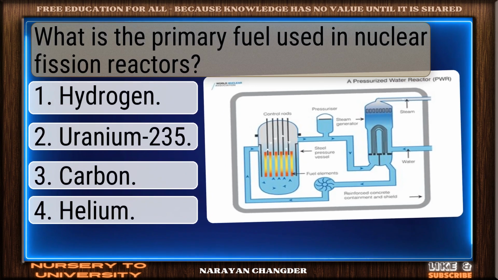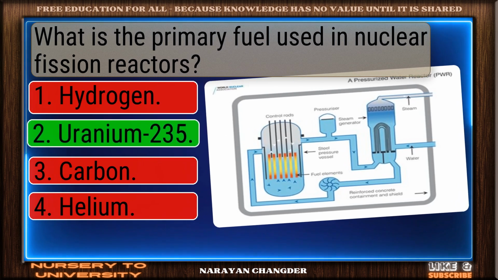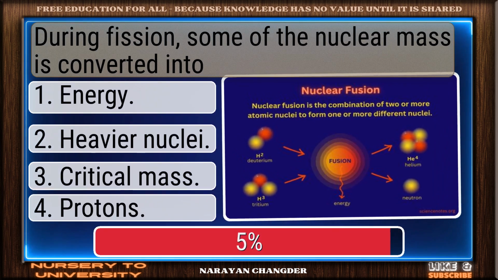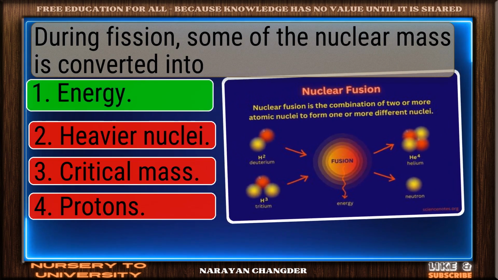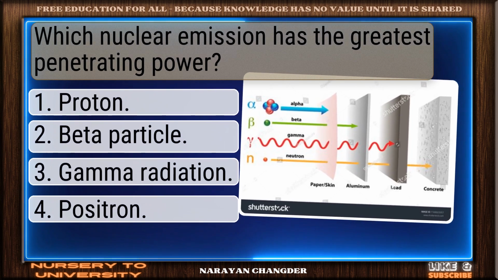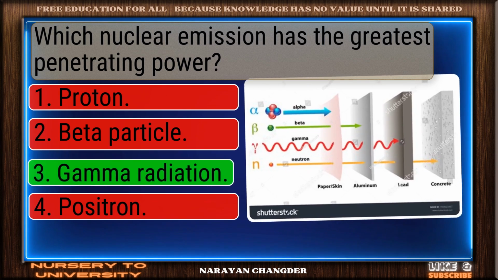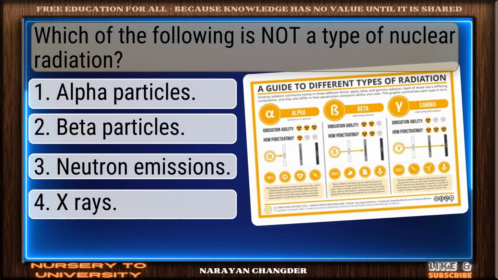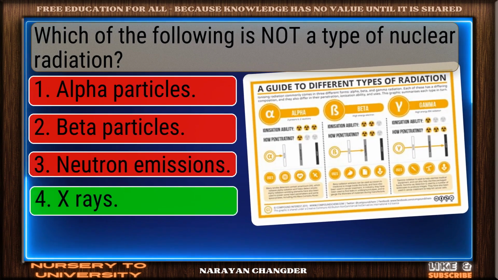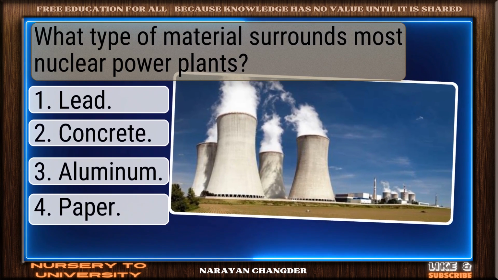What is the primary fuel used in nuclear fission reactors? Uranium. During fission, some of the nuclear mass is converted into energy. Which nuclear emission has the greatest penetrating power? Gamma radiation. Which of the following is not a type of nuclear radiation? Kappa rays. What type of material surrounds most nuclear power plants?